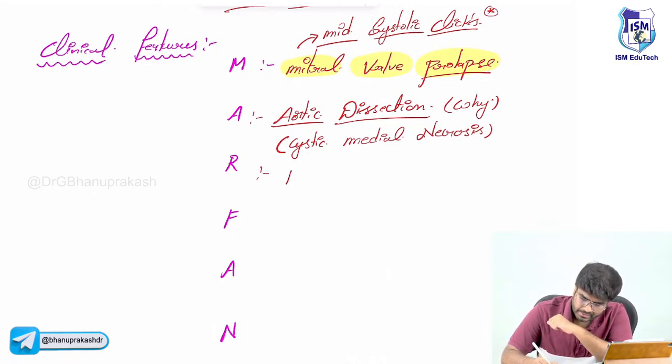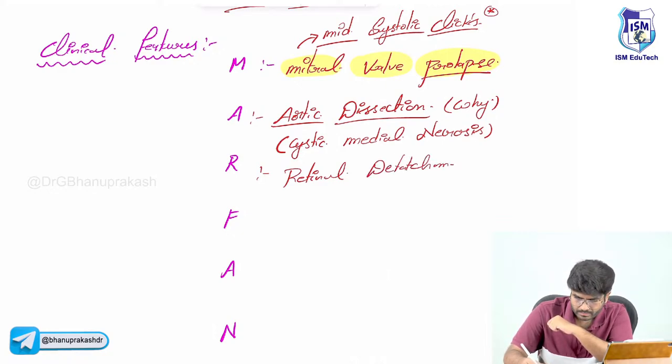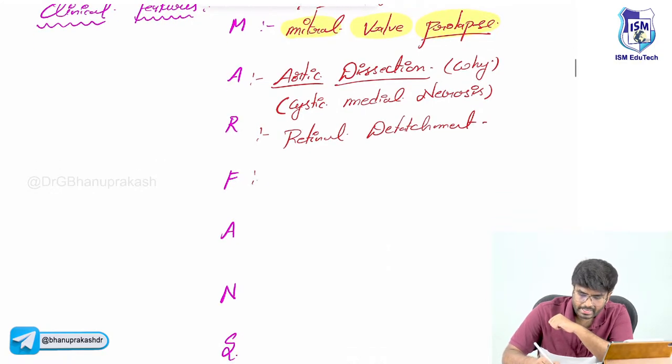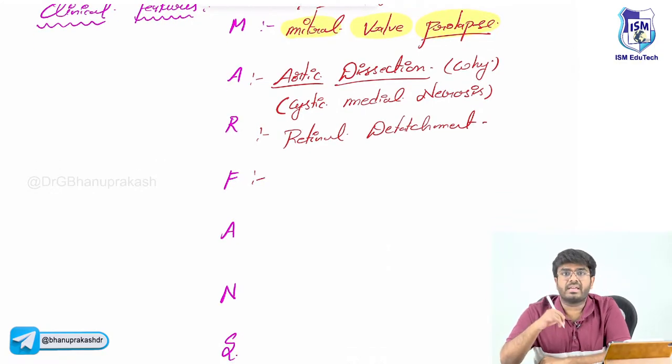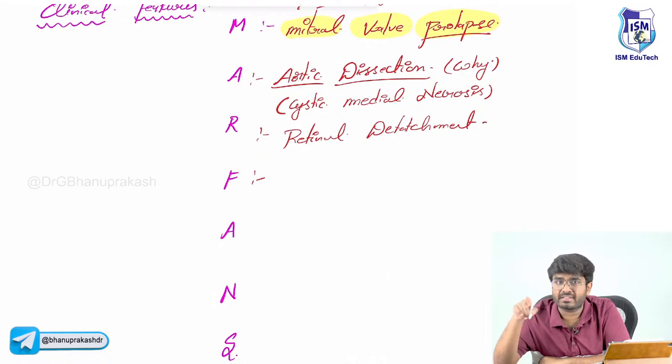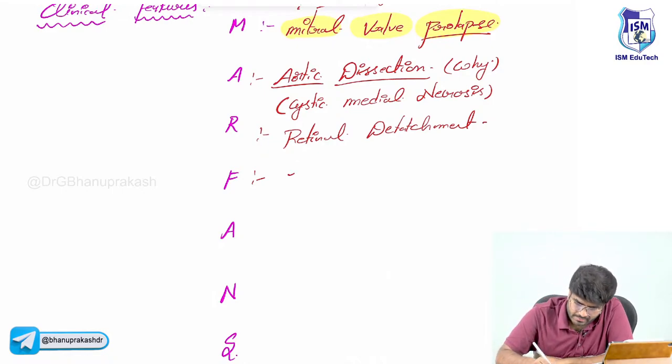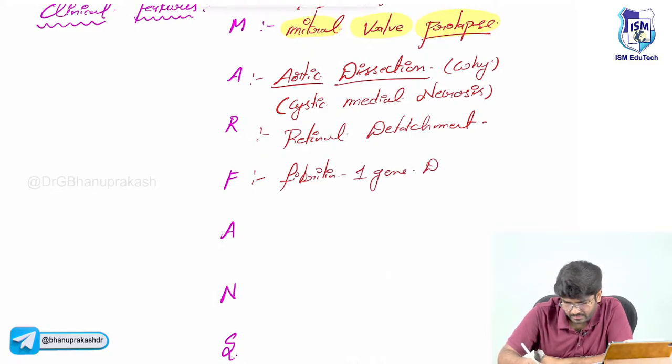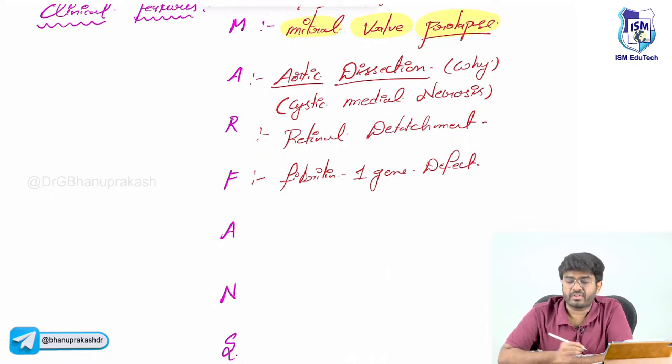Now, what does R stand for? Any idea? Retinal detachment. Okay, retinal detachment. And F stands for, I used to remember it like this: F for fibrillin 1 gene defect. Okay, fibrillin 1 gene defect.